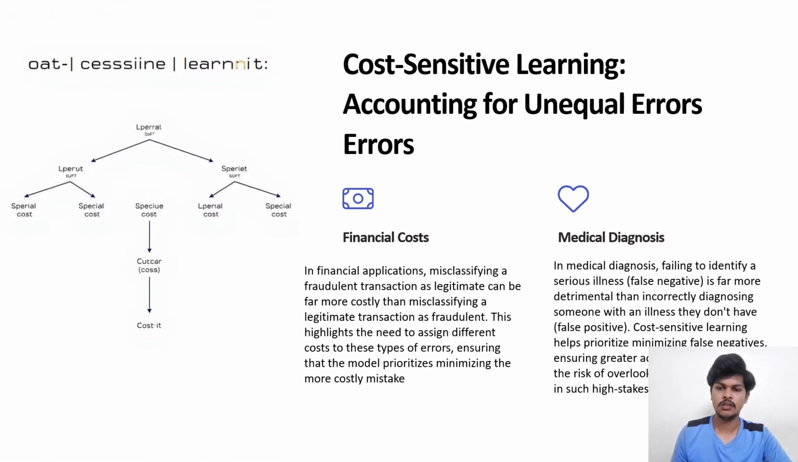In medical diagnosis, failing to identify a serious illness is far more detrimental than incorrectly diagnosing someone with an illness that they do not have. Cost-sensitive learning helps prioritize minimizing false negatives, ensuring greater accuracy and reducing the risk of overlooking critical conditions.